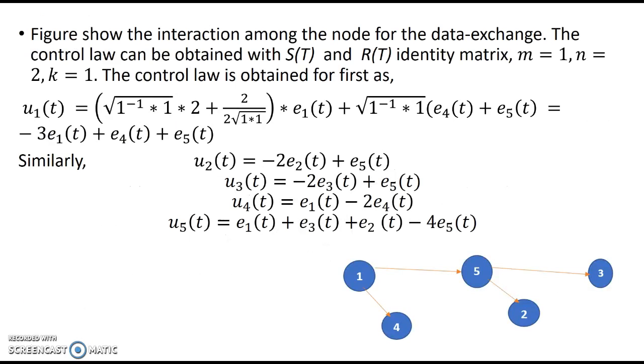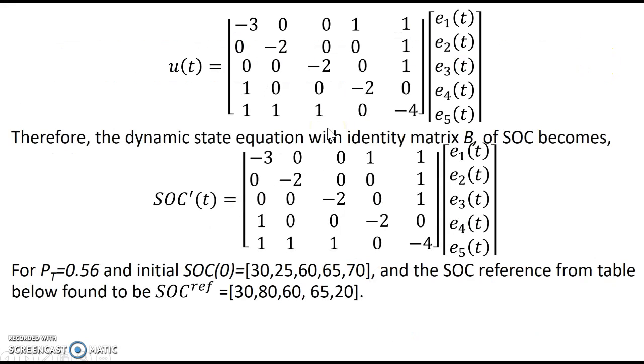So this figure shows the interconnection between each node. Node 1 is connected with 5 and 4, 5 is connected with 2 and 3, 2 is connected with 5 only, 3 is connected with 5 only, and 4 is connected with 1 only. So by using the above formula we can get U1, U2, U3, U4 in this way, in this equation, by using m equal to 1, n equal to 1 and k equal to 1 respectively.